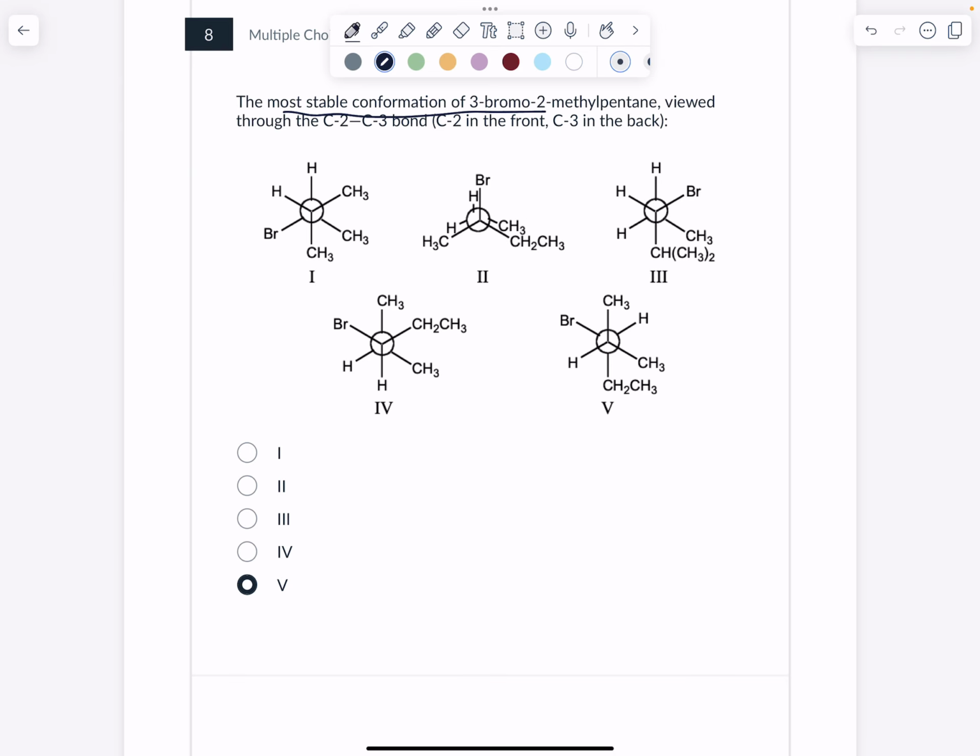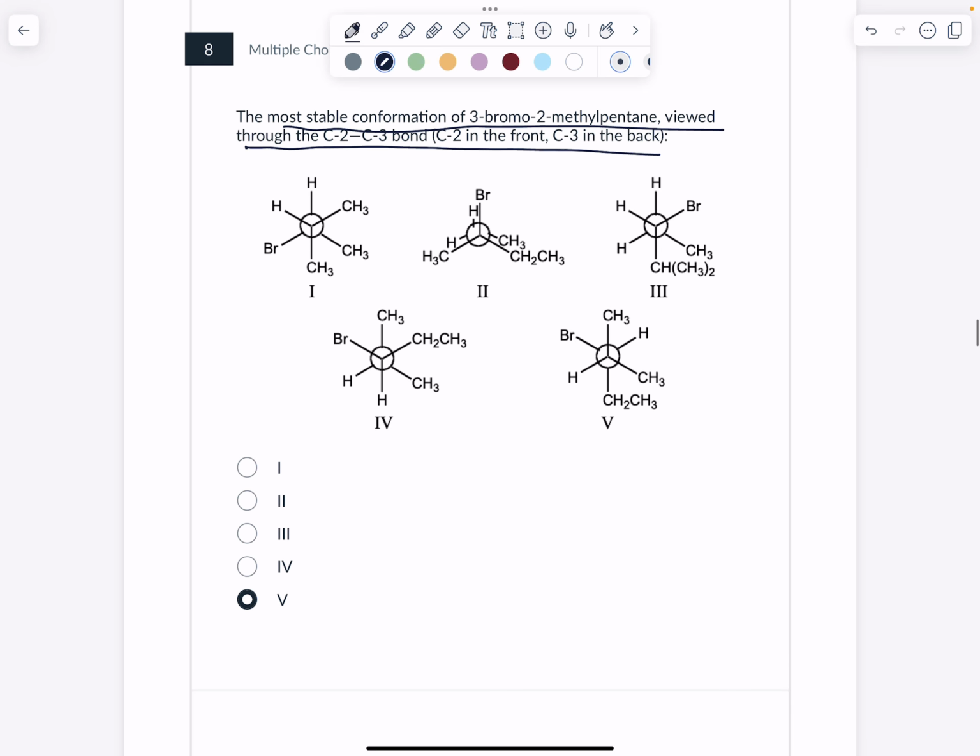The most stable conformation of this, viewed through the C2-C3 bond, is which? So first I'm going to draw this molecule out. Pentane is 5. 1, 2, 3 bromo, and 2 methyl. Through C2 to C3. So the front carbon is going to have a methyl and a hydrogen. And the back carbon is going to have a bromine, a CH3 group, and a hydrogen.